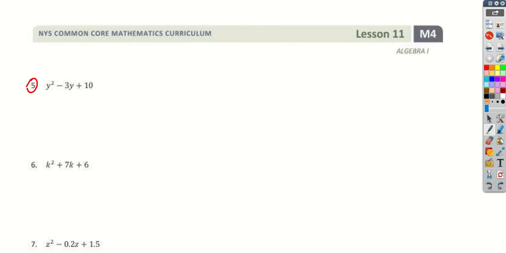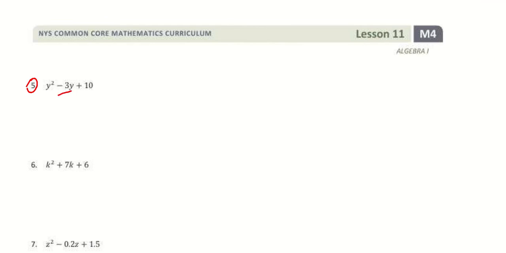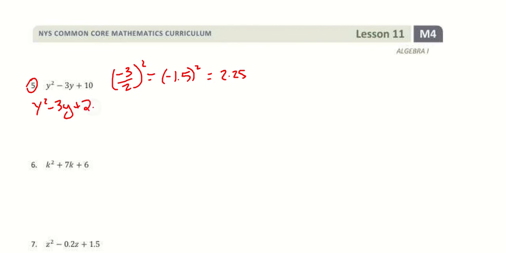All right, so same thing. So the b term is -3. So we're going to do -3. Just going to get rid of that first one. -3 over 2 squared, which is -1.5 squared. And when I multiply that together, that becomes 2.25. Okay, so we're going to go y squared minus 3y, and then that equals, so plus 2.25. Remember, I have to get it to equal 10. So what do I have to add to 2.25 to get 10? So 7.75, right? That'll give me 10.